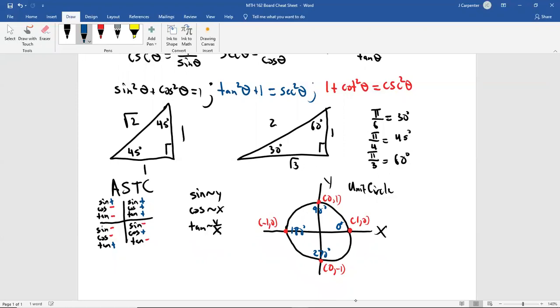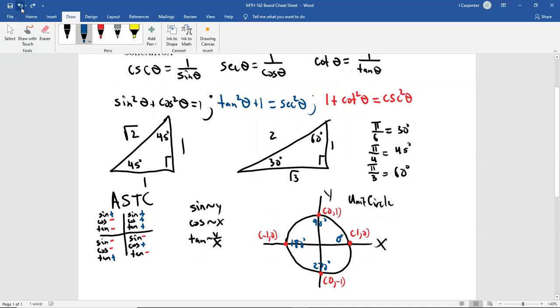So if you wanted the cosine of 180 degrees, cosine goes like the x value, so the cosine of 180 is -1. That was not what I was trying to circle. The cosine would be -1. If I wanted to know the tangent of 270, tangent is the ratio of y over x. So you take the -1 over the 0, and it's undefined.